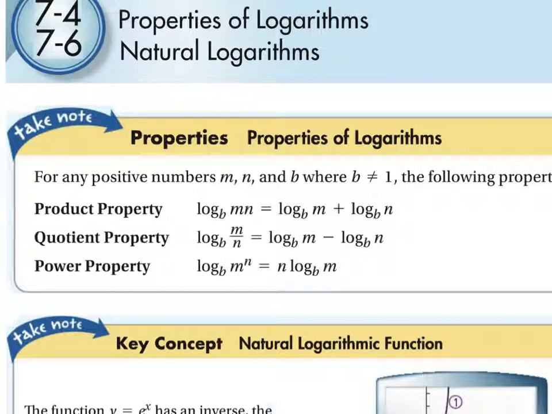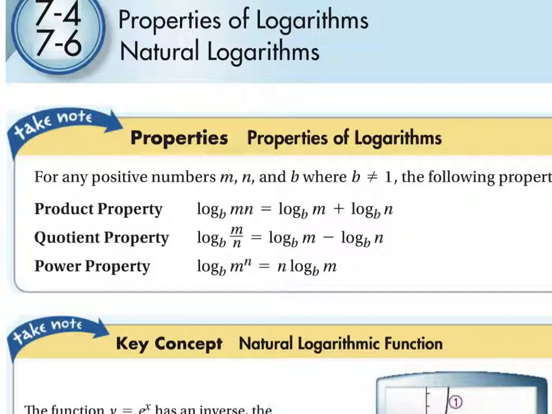Same thing with the quotient property. We said before, if we were dividing two numbers that had the same base, we would subtract the exponents. Same thing goes here. We're dividing two items, and so therefore we're going to subtract the logarithms. And it's always the top minus the bottom. So we have log base b of m minus log base b of n. Those follow along with our rules of exponents fairly well. Division goes with subtraction. Multiplication goes with addition.